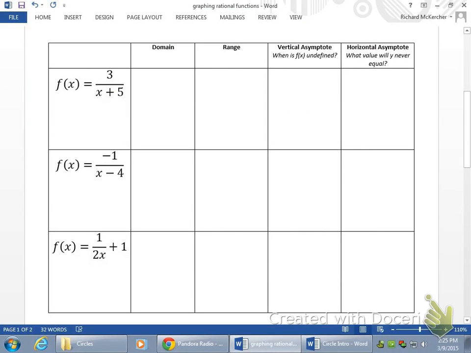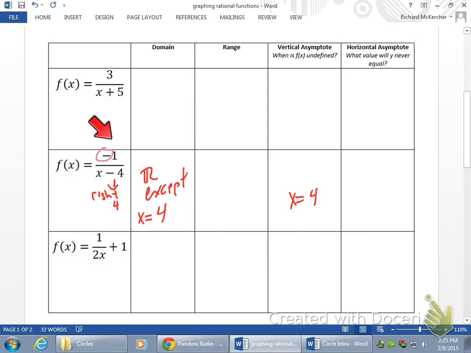Okay, guys, so we're going to look at the second example here. First thing I noticed just off my transformations, this thing is going to move to the right 4. So, of course, if it moves to the right 4, then my vertical asymptote also moved to the right. So now it's at x equals 4, so my domain is all real numbers except for that 4.